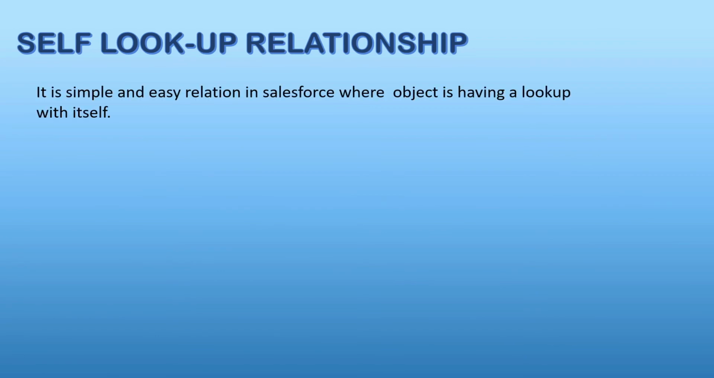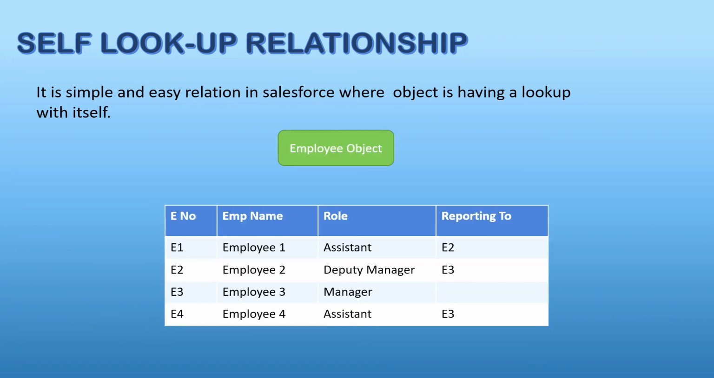Next, we have the self-lookup relationship. It is a simple and easy relation in Salesforce where an object has a lookup to itself. To make it clearer, we'll go with an example. Let's take an employee object. We have employee number, employee name, role, and reporting to. If you see here, there are 4 employees with the roles assistant, deputy manager, manager, and assistant, and each one is reporting to employees who fall in the same table. Whenever there is a situation where we need to create a lookup with the same data or the same table, we'll go with a self-lookup relationship.